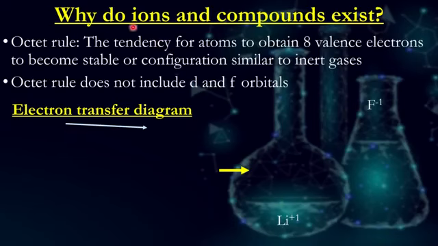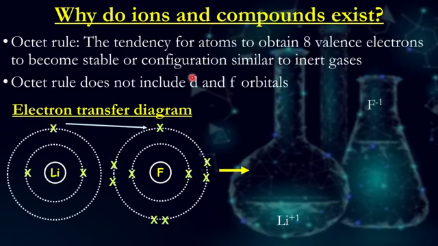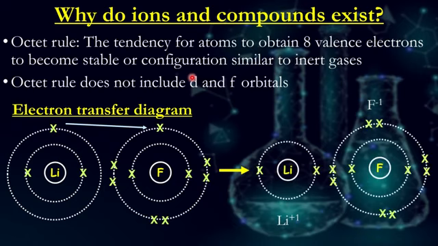And so why do ions and compounds exist? Like I said, there's a little rule in chemistry called the octet rule, which essentially says that all atoms want to have a valence electron structure similar to the inert gases. Now, the inert gases are your group 8 elements on the periodic table. And basically, all atoms want to have a full outer valence shell.